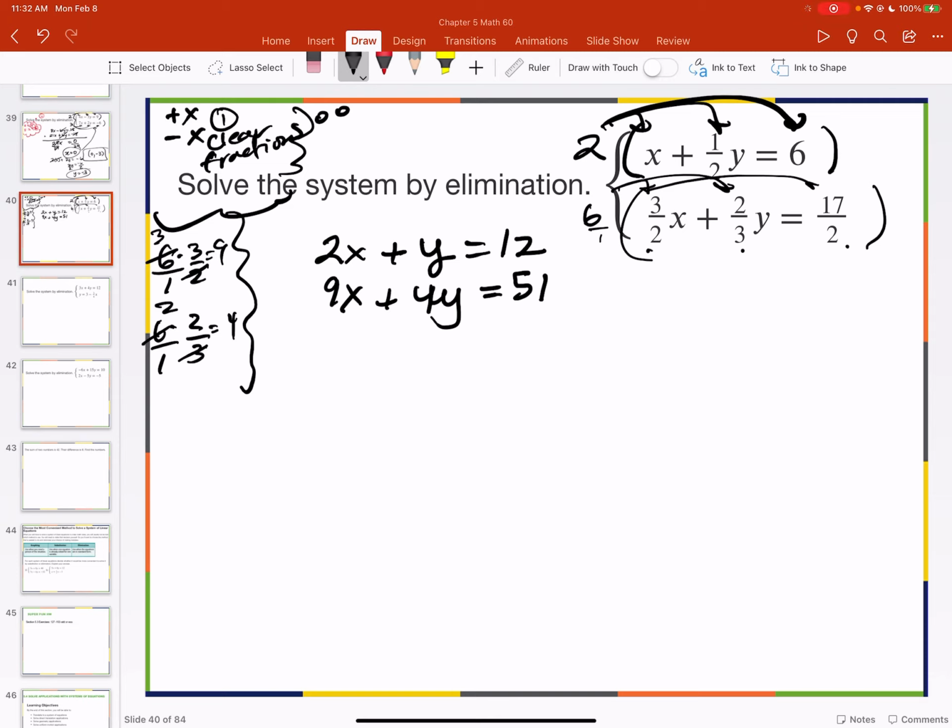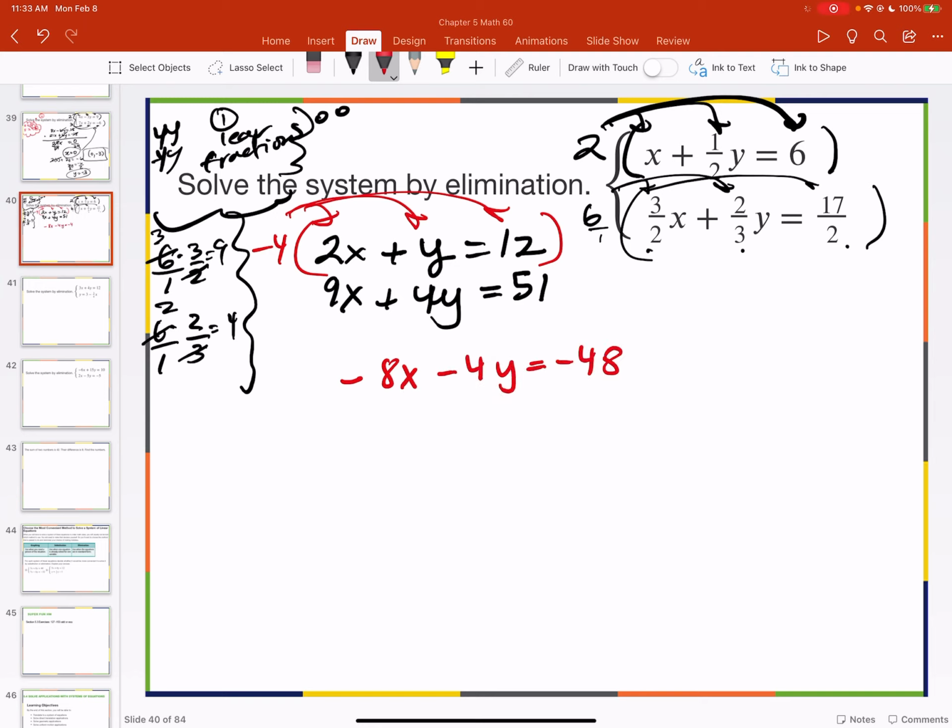Here on the bottom, we have 4y positive. So maybe in this case, it's actually better to change it to clear the y's now that we saw it, right? But there's a 4, so we want a positive 4y and a negative 4y. So what I'm going to do is multiply the top by a negative 4, and then distribute that. So along the top, I'm going to have negative 8x minus 4y is equal to negative 48. And the bottom, I have 9x plus 4y is equal to 51.